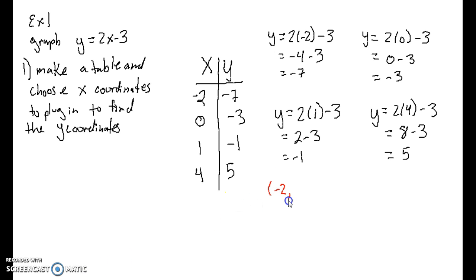So we are going to plot (-2, -7). We will plot (0, -3). We will plot (1, -1). And we will plot (4, 5). So technically, we just needed these first 2 points in order to make a line. 3 points make a better line, and 4 points or more make an even better line, right?